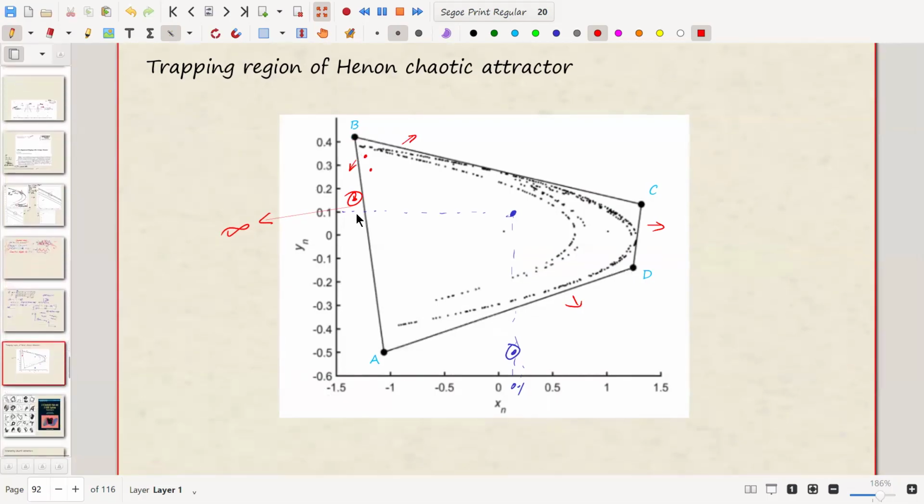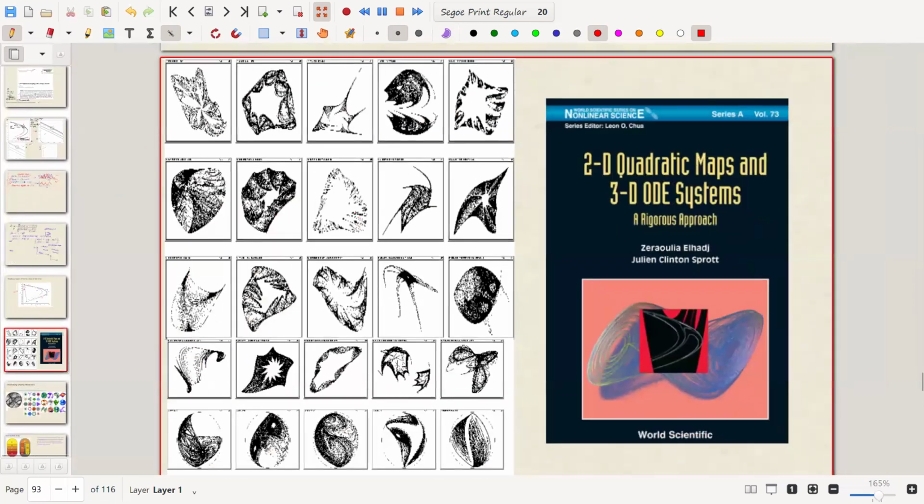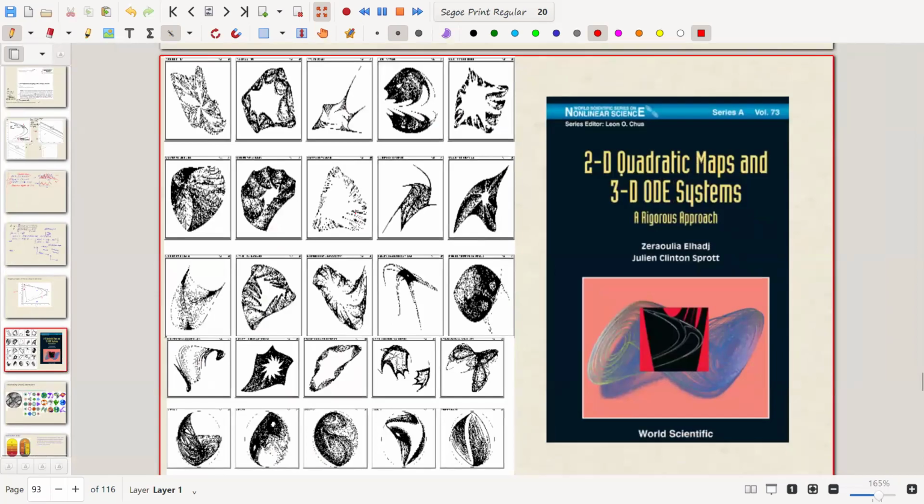Fine. Then we discussed, if you want to explore more on this, there is a very nice book by Elhaj and Sprott, Clinton Sprott. You can download this book. Okay, from World Scientific, 2D quadratic and 3D ODE systems. And in this book, this is a part of the page I have taken.